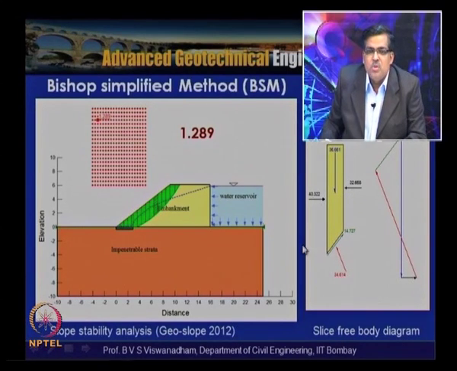The difference of these forces acts on this side. For example, if you do this analysis using the Swedish method of slices, as these forces are assumed to be 0, the force polygon will be in the form of a triangle. But here, because of this condition, you will see that there is a net horizontal force, which is represented here.